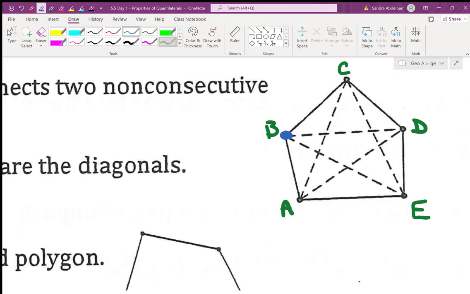So the consecutive vertices to B are C and A, right? Those are the ones that are close by. So I can make a diagonal from B to D. That's considered a diagonal. I can also make a diagonal from B to E. That is also considered a diagonal. So multiple diagonals can come from the same vertex. That's okay.